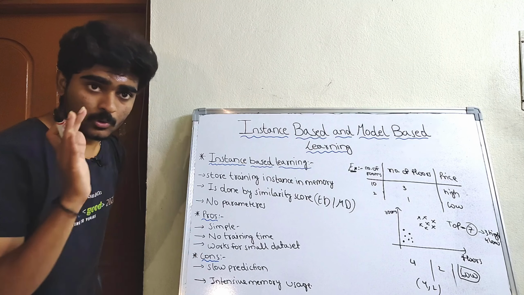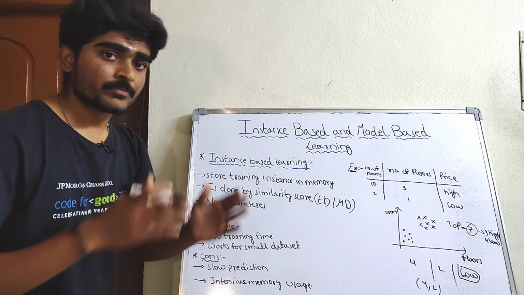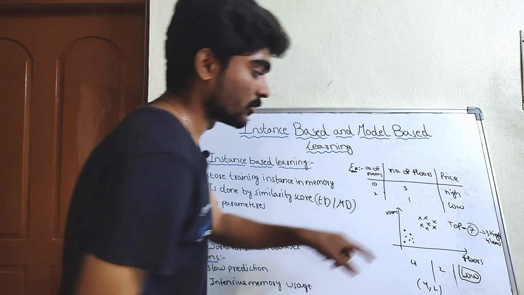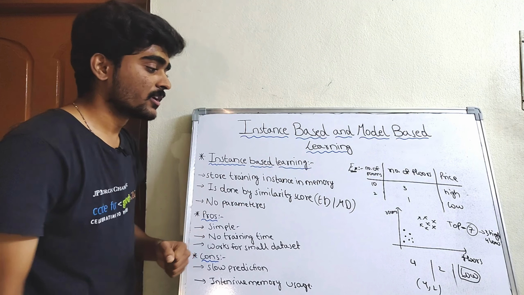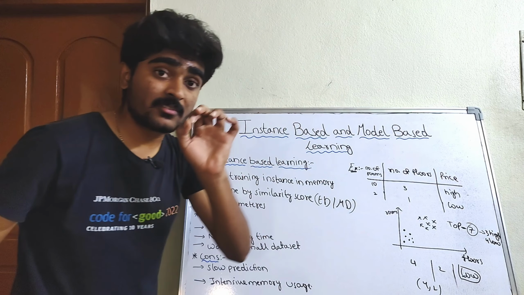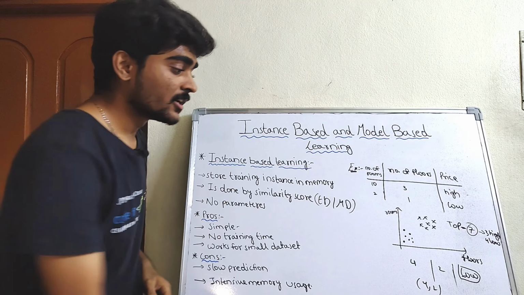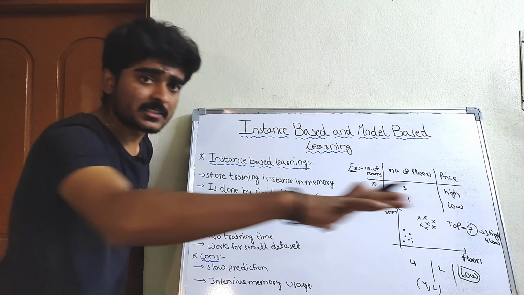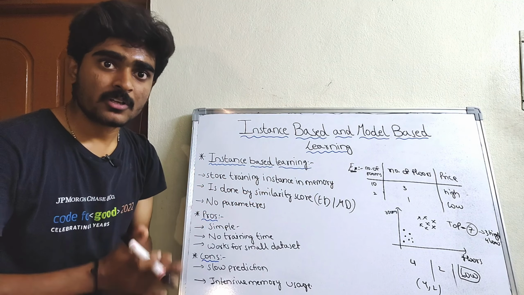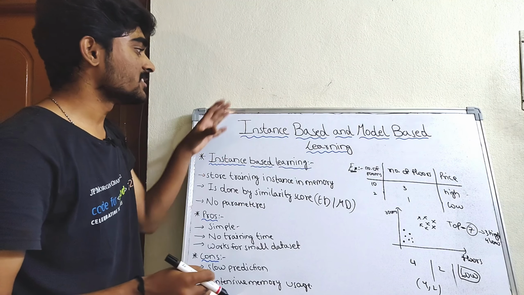Now when it comes to cons, when it comes to disadvantages, it is slow for prediction. Why is it slow for prediction? Let us say we have 1 lakh data points in this plot. Now for calculating the label for a single data point, I need to compare this data point with all the 1 lakh data points. This takes some amount of time, right? So that is why the prediction is very much slow in instance based learning.